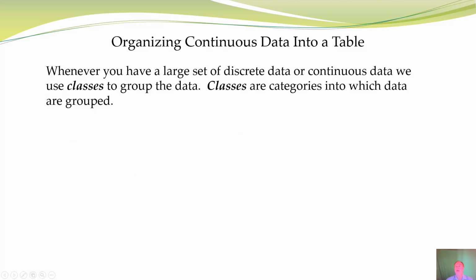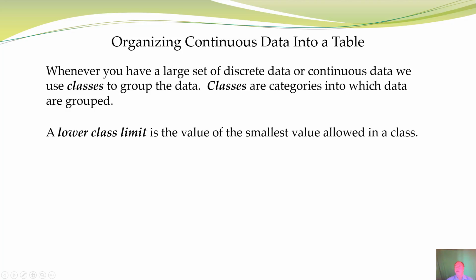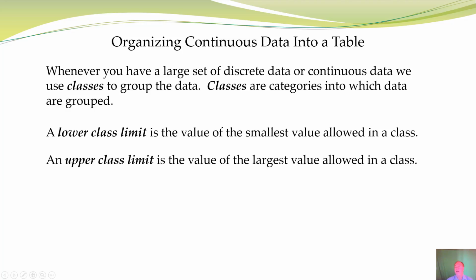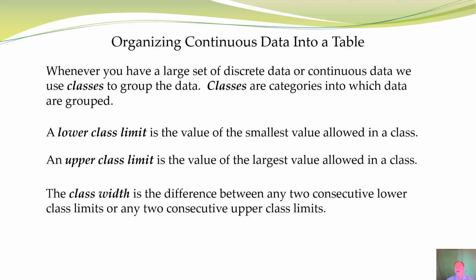Now, whenever you have a large set of discrete data or continuous data, we use classes to group the data. Classes are categories into which data are grouped. A lower class limit is the smallest value allowed in a class. An upper class limit is the largest value allowed in a class. The class width is the difference between any two consecutive lower class limits or any two consecutive upper class limits.